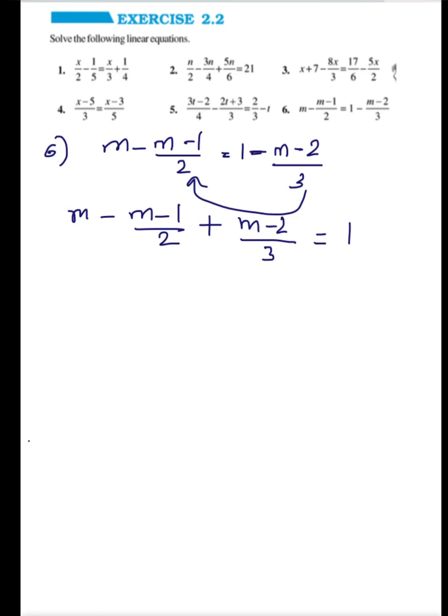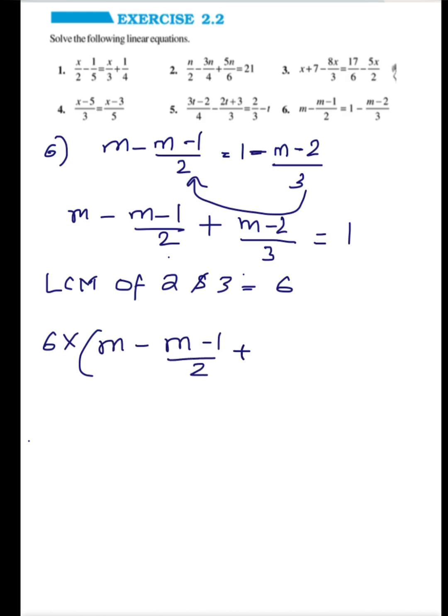1. Understand? Now here also you can see two denominators are there, that is 2 and 3. So let's take the LCM of 2 and 3. And now you know that the LCM of 2 and 3 is 6. So you have to multiply both sides with 6. So 6 into m minus 1 by 2 plus m minus 2 by 3 is equal to 6 into 1. Both sides you have multiplied with 6. Now let's open the bracket. So what is 6 into m? That is 6m.